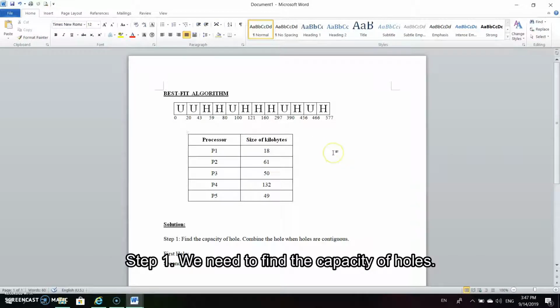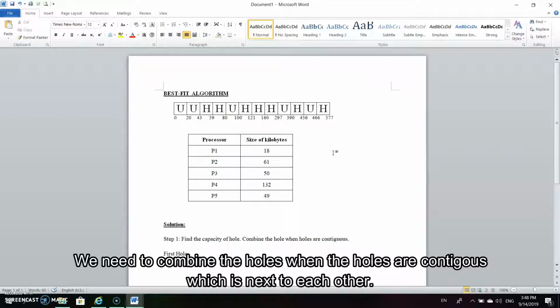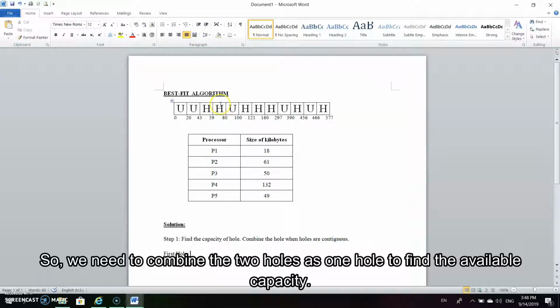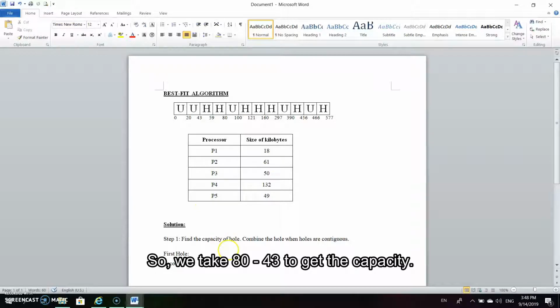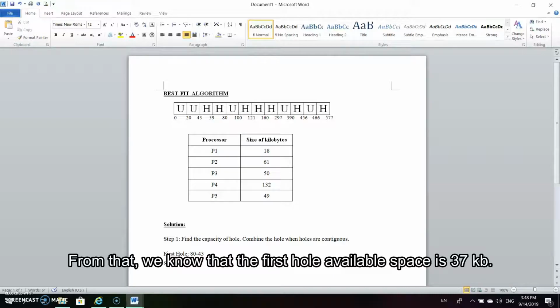Now I would like to solve the best fit algorithm. Step 1. We need to find the capacity of holes. We need to combine the holes when the holes are contiguous, which is next to each other. For this question, the first hole is next to the second hole. So we need to combine the two holes as one hole to find the available capacity. So we take 80 minus 43 to get the capacity. From that, we know that the first hole available space is 37 kilobytes.